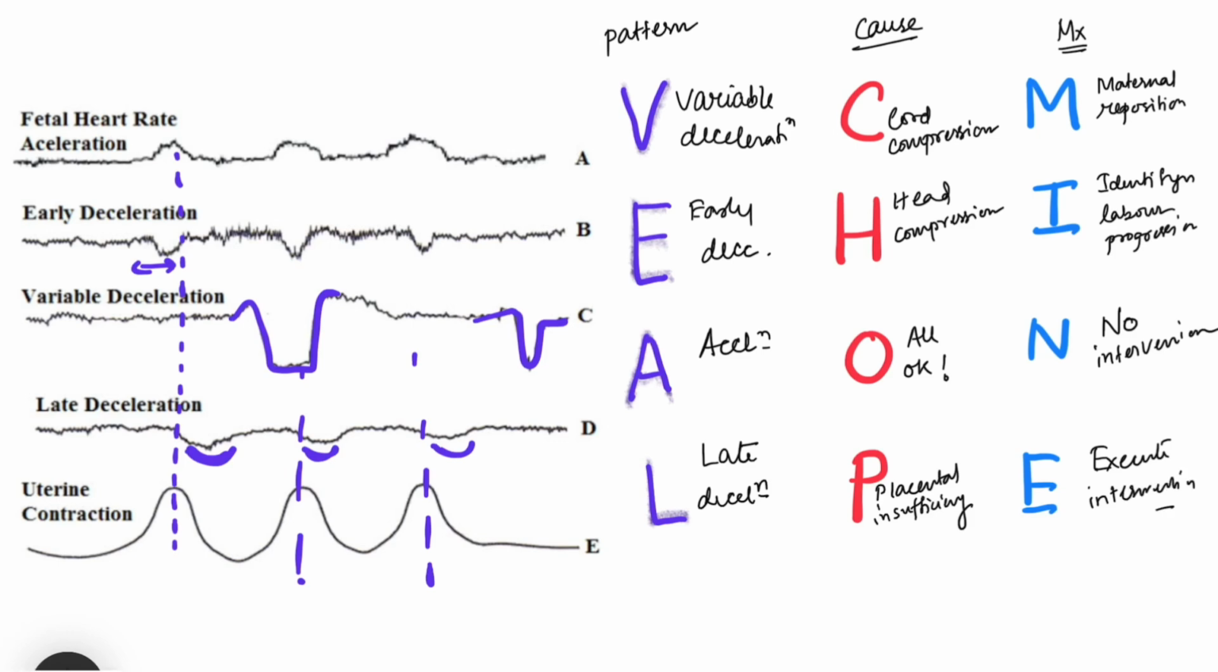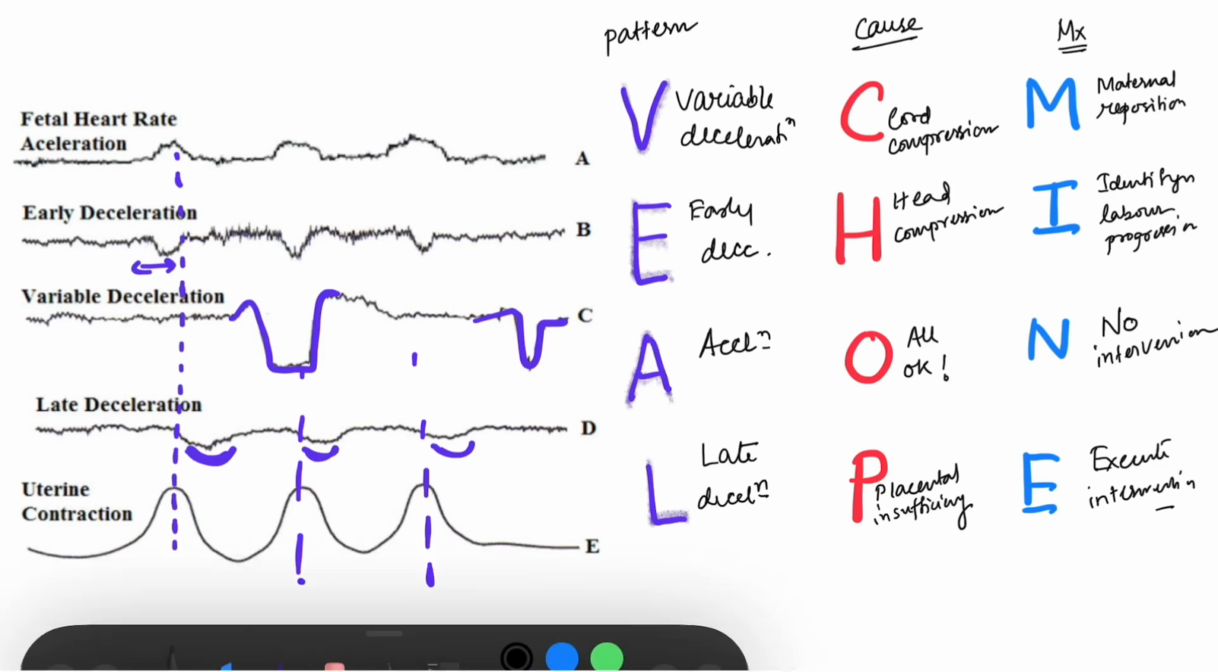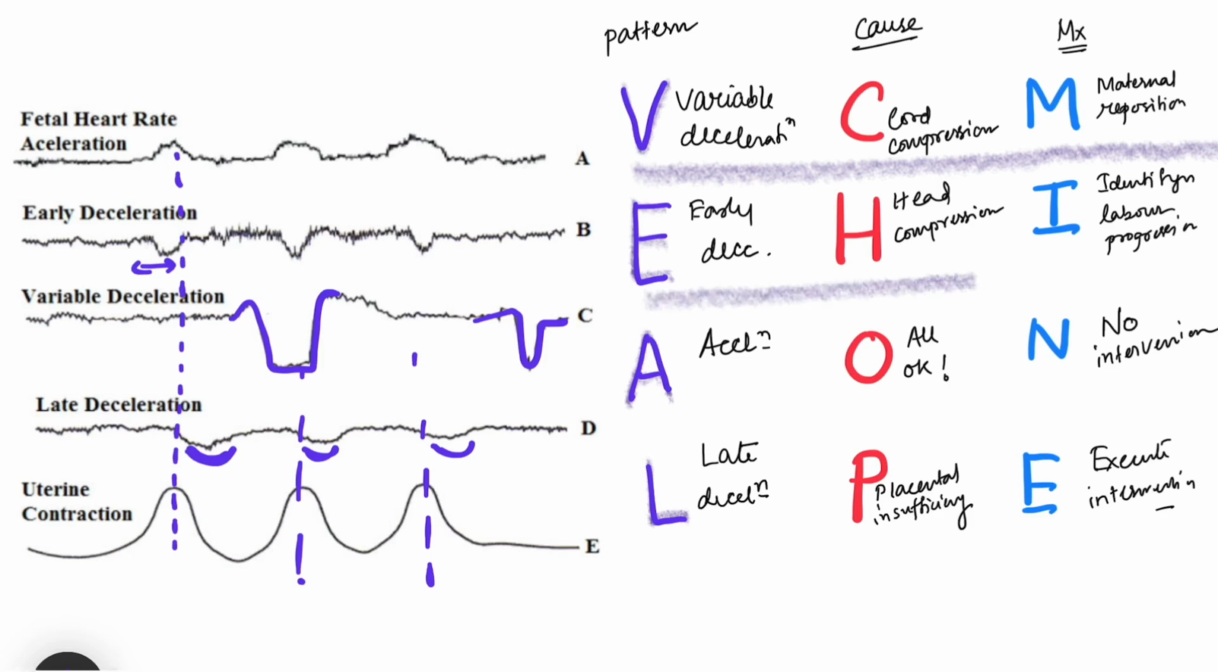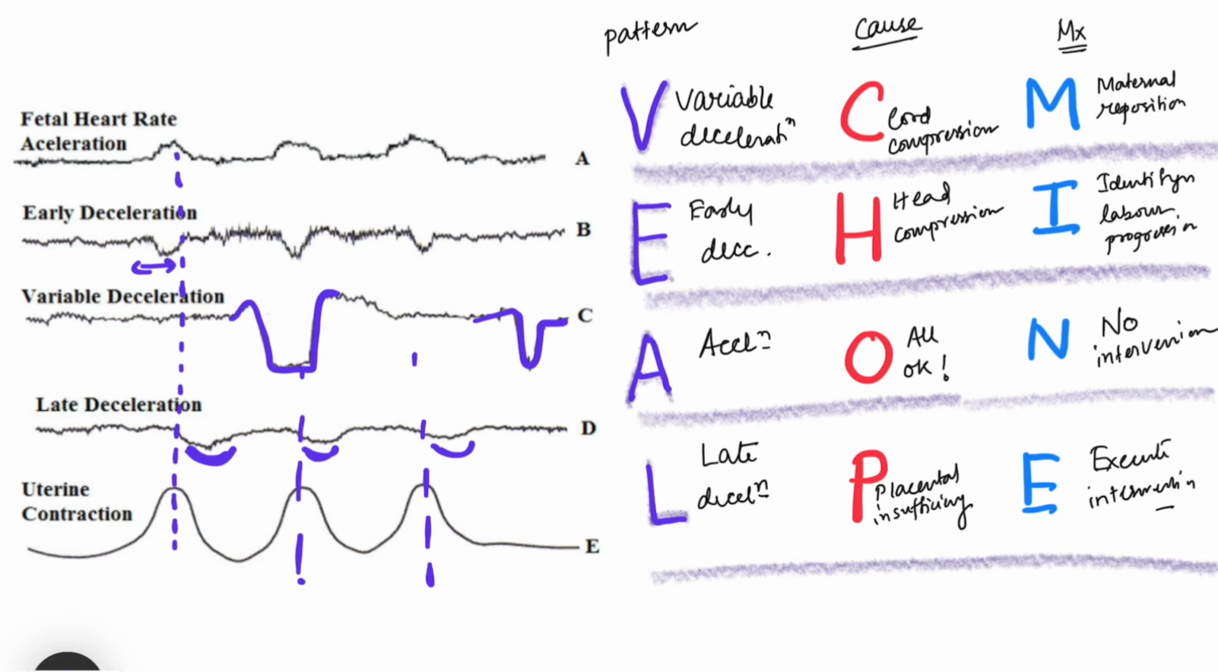So now if we check all the mnemonics one by one, we will get to see a very simple pattern. That pattern will be for variable deceleration, the reason is cord compression and you have to do maternal repositioning. For early deceleration, the cause is head compression and you have to identify whether there is a progression of labor or not. For acceleration, it's a normal finding and signifies a healthy baby. So no intervention is required. And for late deceleration, the cause is placental insufficiency and you need to execute some kind of intervention.